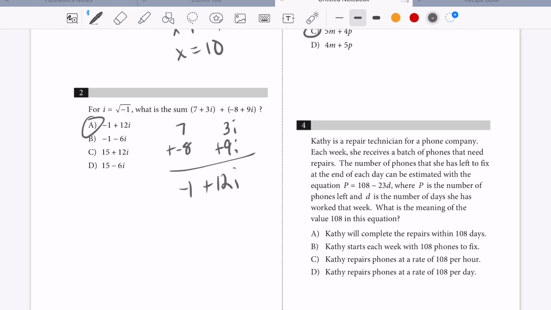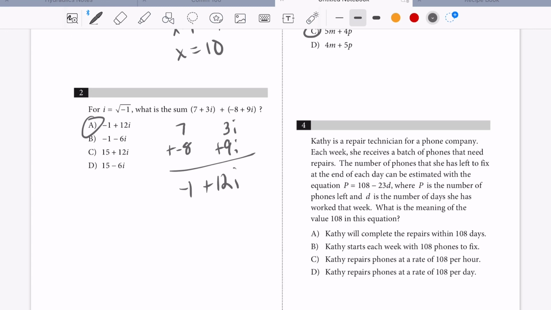Okay, 4. Kathy is a repair technician for a phone company. Each week she receives a batch of phones that need repairs. The number of phones that she has left to fix at the end of each day can be estimated with the equation P equals 108 minus 23D, where P is the number of phones left and D is the number of days she has worked that week. What is the meaning of the value 108 in this equation?